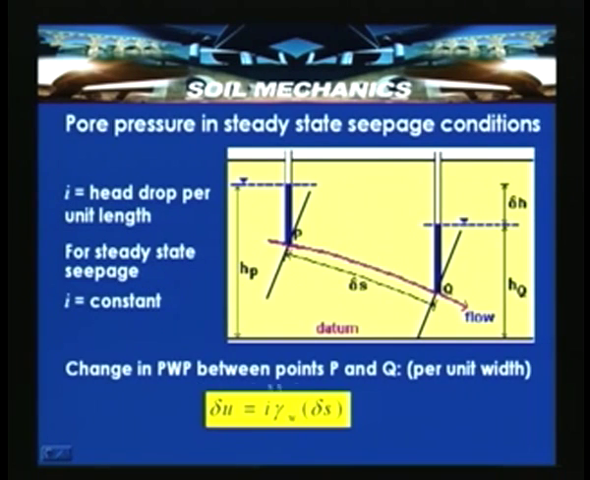The change in pore water pressure between any two points P and Q, per unit width, we can write as delta U is equal to I gamma W into delta S into 1, where the cross-section per meter length is 1. So the small change in pore water pressure delta U is equal to I, the hydraulic gradient which is constant, times gamma W, the unit weight of water, times delta S, the distance between these two flow lines.